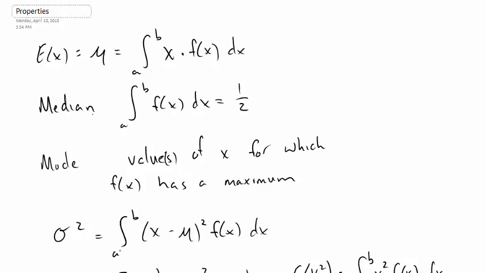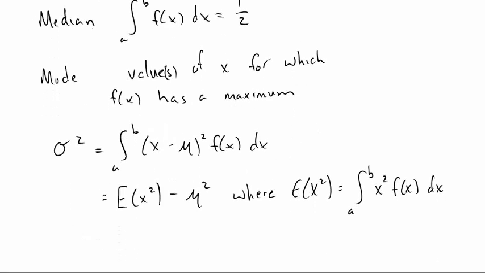And the variance is the integral from a to b of x minus mu, remember, mu is just a number that we calculated earlier, squared times f of x dx. Or similarly, you might remember this form, the expected value of x squared minus the mean squared, where the expected value of x squared is this. You can use either one, it doesn't really matter.